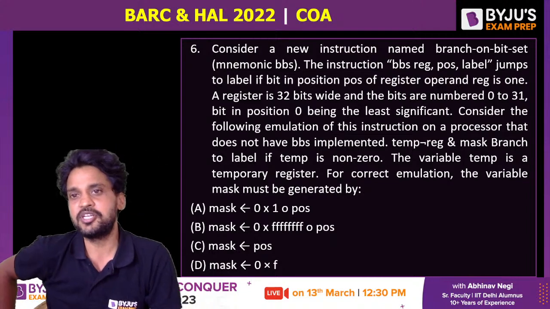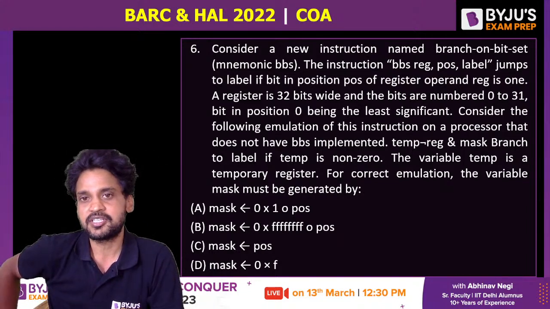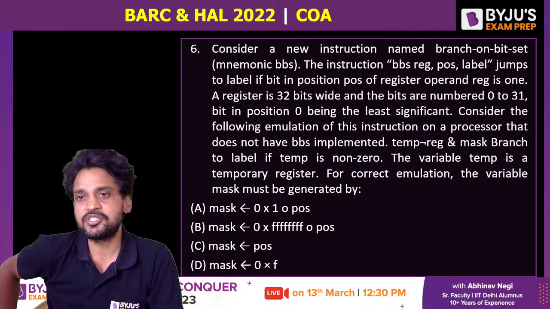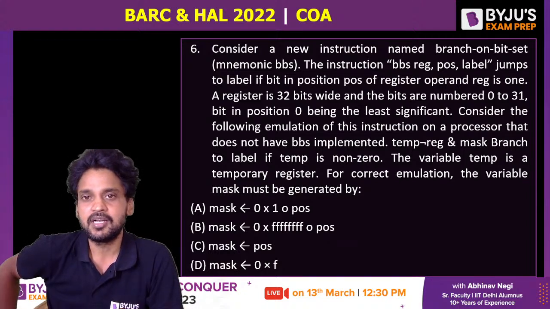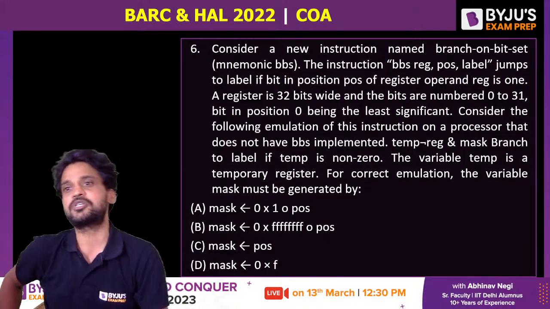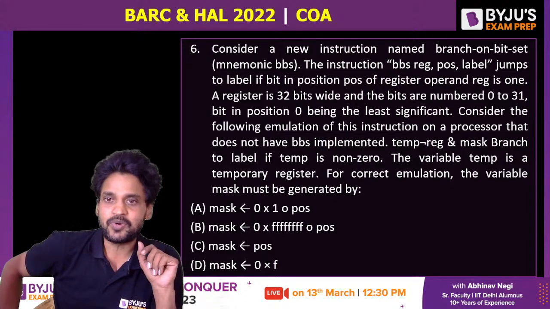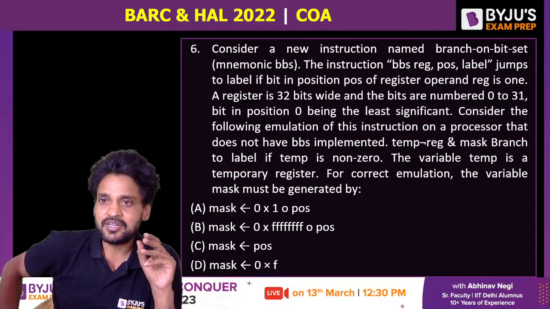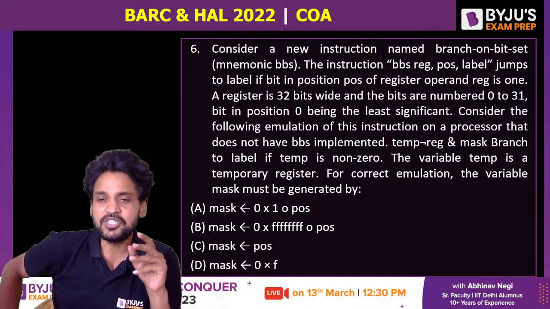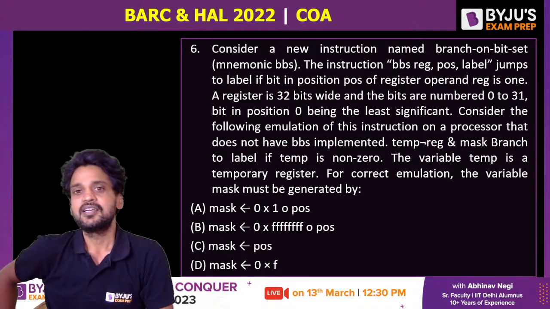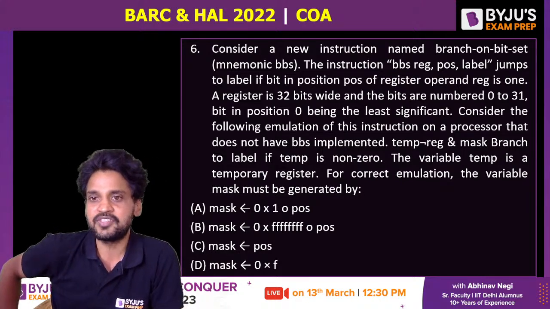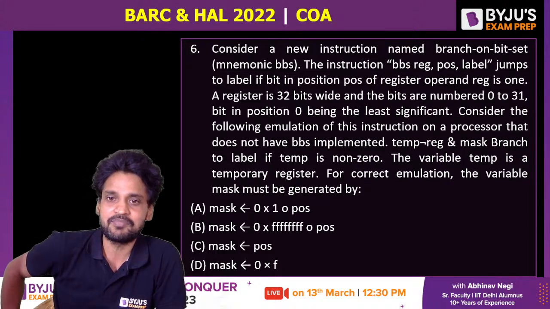Consider a new instruction named branch on bit set. The instruction BBS register, POS, label jumps to the label if the bit in position POS of the register operand is equal to 1. A register is 32 bits wide and the bits are numbered 0 to 31, with bit in position 0 being the least significant. Consider the following emulation of this instruction on a processor that does not have BBS implemented.